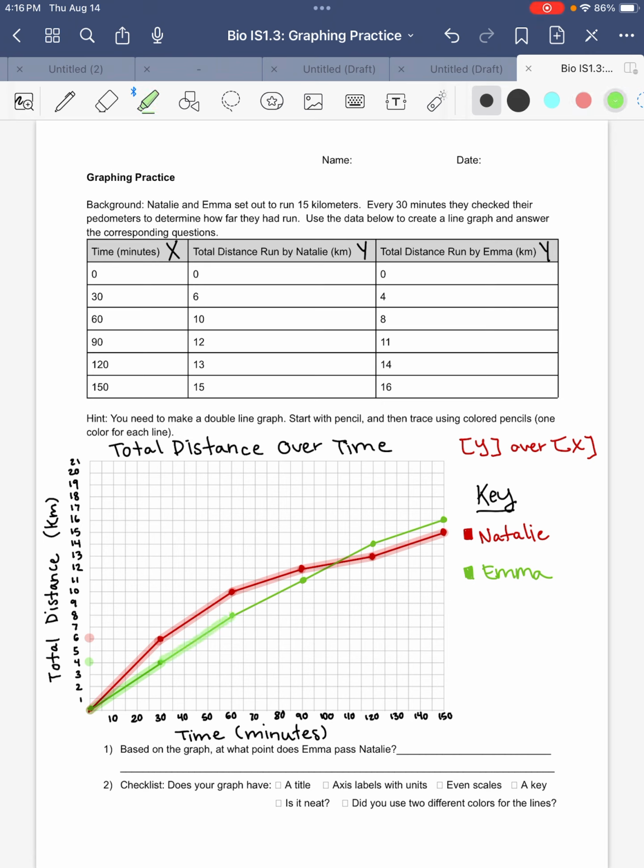But if we look at this next chunk of time, we can see that the slopes of their lines are the same. That means that they're running at the same speed. Now, in the next time chunk, Emma's line gets steeper than Natalie's. So Emma is now running faster than Natalie.